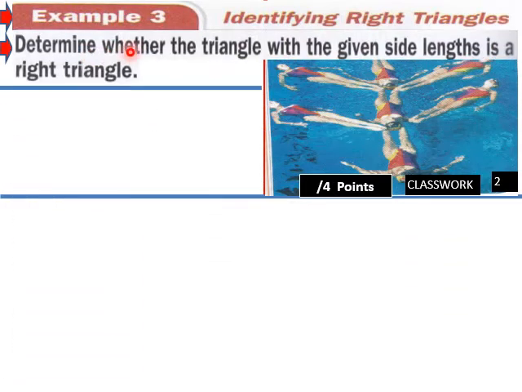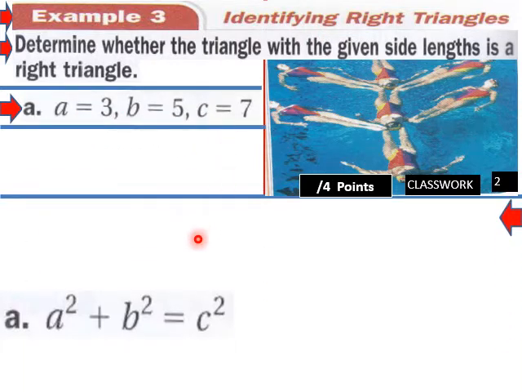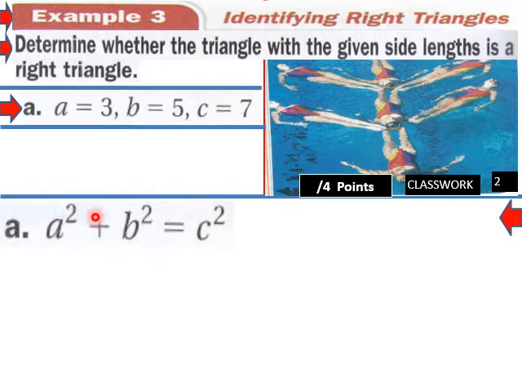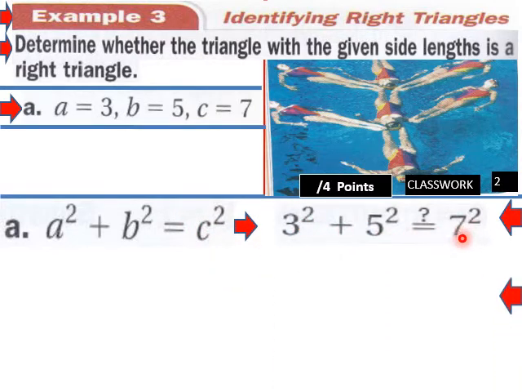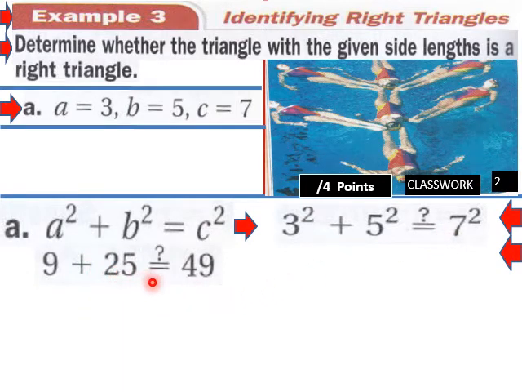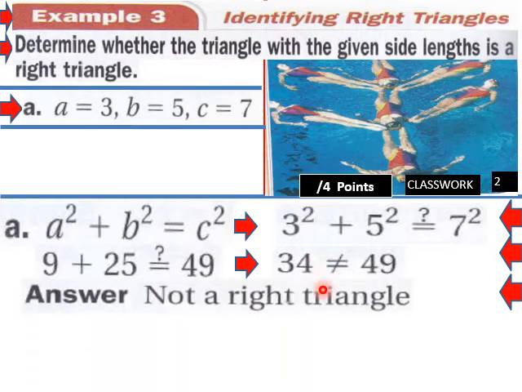identifying right triangles. Determine whether the triangle with given side lengths is a right triangle. So we have a equals 3, b equals 5, c equals 7. So is that a right triangle? So we have a squared plus b squared equals c squared. Let's plug in our values: 3 squared plus 5 squared. Does that equal 7 squared? So 9 plus 25. Does that equal 49? Well, you should readily see 34 does not equal 49. So the answer is it's not a right triangle. This is not a right triangle.